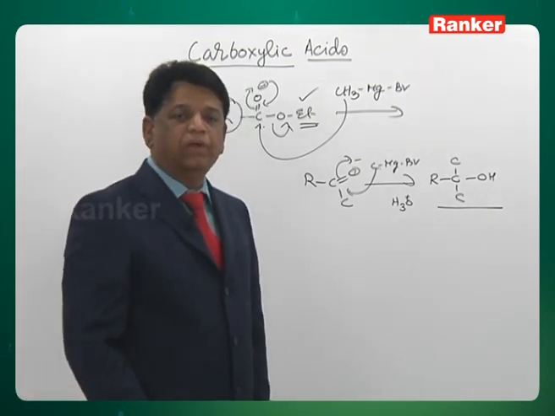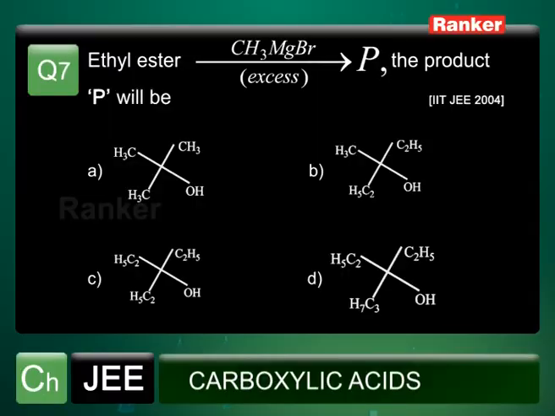So the product P you have to verify from the given answers. Answer A has two methyls and one methyl. That means this R may be the methyl. In such a case, two methyls we have added. So therefore trimethyl, that is a type of carbinol or tertiary methyl alcohol, may be the answer.